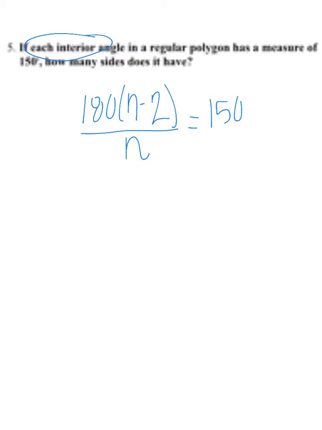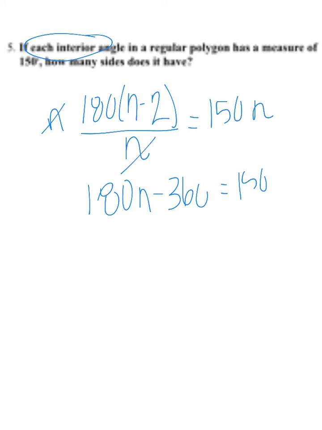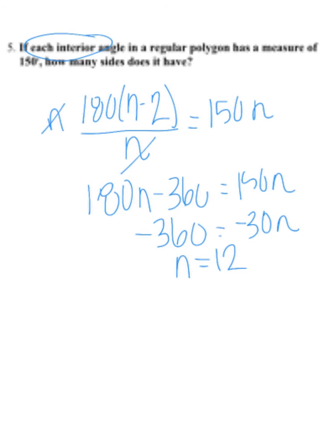In order to solve this problem, we want to multiply both sides by n to get rid of that fraction. And we're going to go ahead and distribute too. So we have 180n minus 360 is equal to 150n. Subtracting 180n from both sides leaves me with negative 360 is equal to negative 30n. And when we divide, we get that n is equal to 12. So this would be a 12-sided figure.